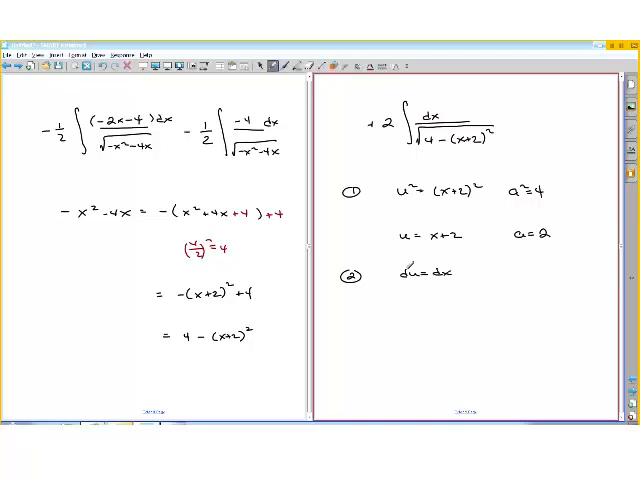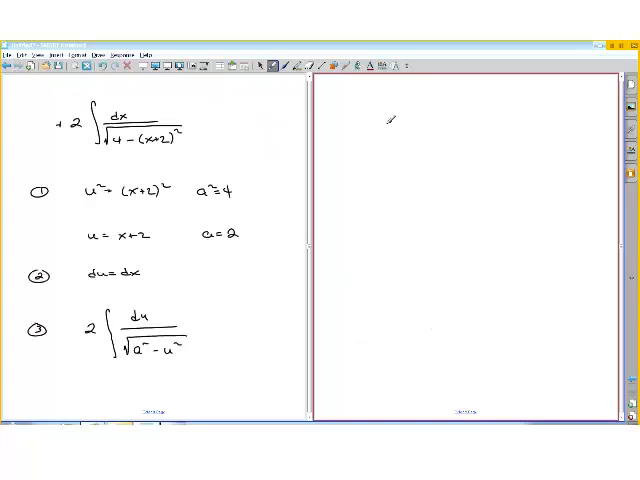So we calculate du. Du is just going to be equal to dx, because when we take the derivative here, this just becomes dx, and that becomes 0. So we can now substitute into the original equation. For dx, we put du. For 4, we put a squared. For x plus 2 quantity squared, we put in u squared. Now, this is exactly something out of the table.